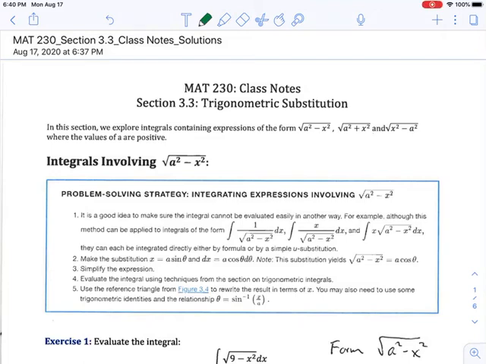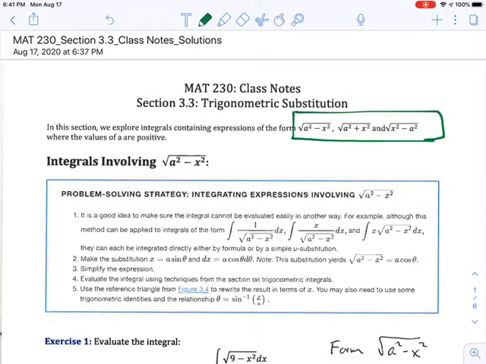In this video, we begin section 3.3 on trigonometric substitution. So we are going to be looking at three different types of trigonometric substitution. And what they all have in common is this particular set of forms.